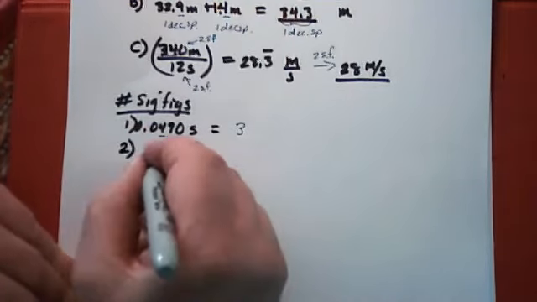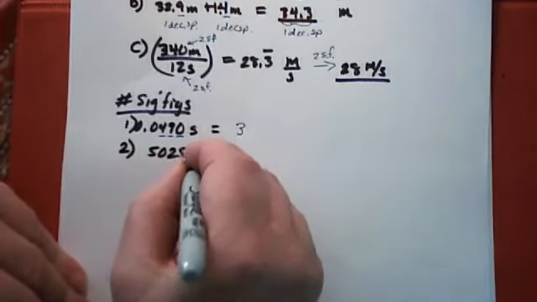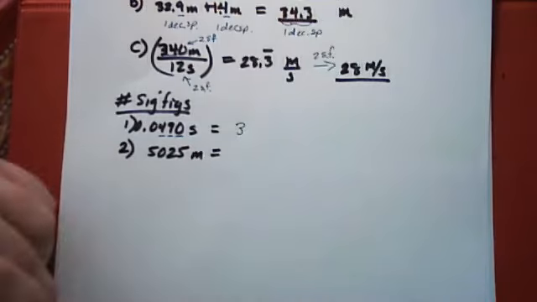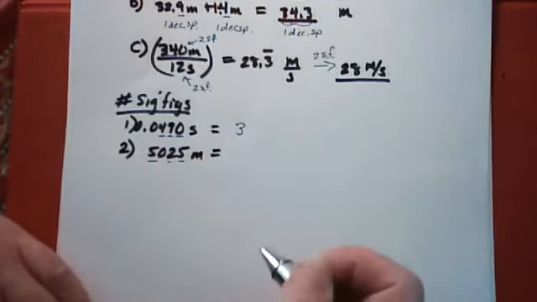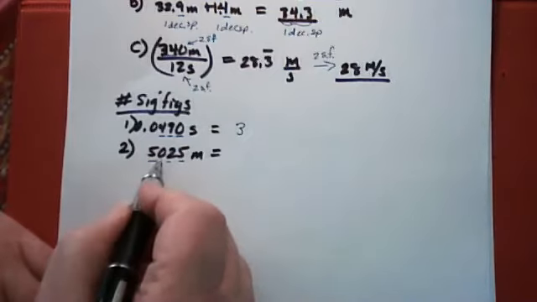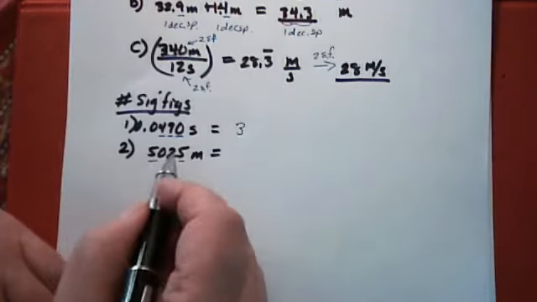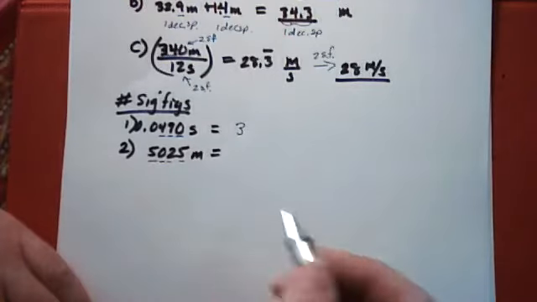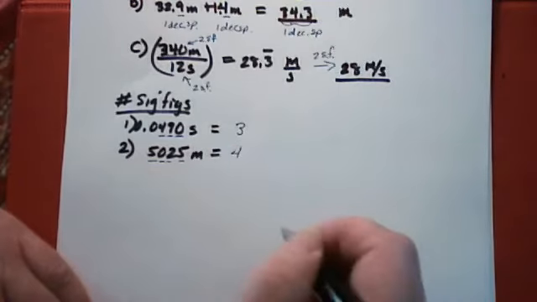Okay, 2 is 5,025. Obviously, the 5 and the 2 and the 5 count. The real question is about the 0. This 0 is between numbers that are not zeros, and so that means that that counts also. So that's 4 significant figures.